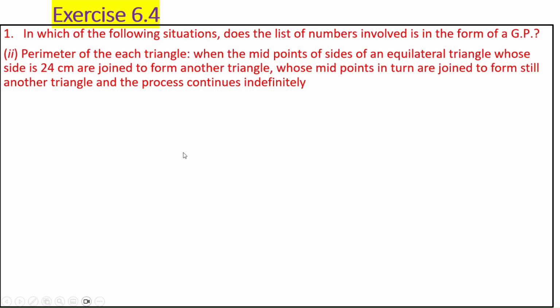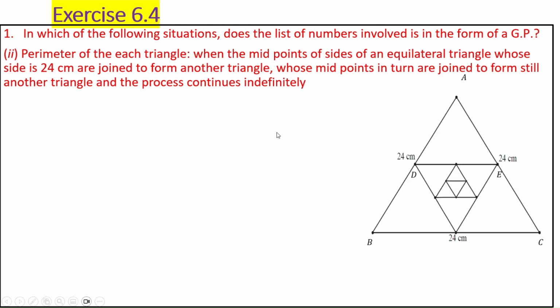All right, next, the third one. The perimeter of each triangle when the midpoints of the sides of an equilateral triangle whose side is 24 centimeters are joined. Let's see the picture here. The side is 24 centimeters, and the midpoints are joined to form another triangle, and hence another triangle inside, another triangle inside, and so on.